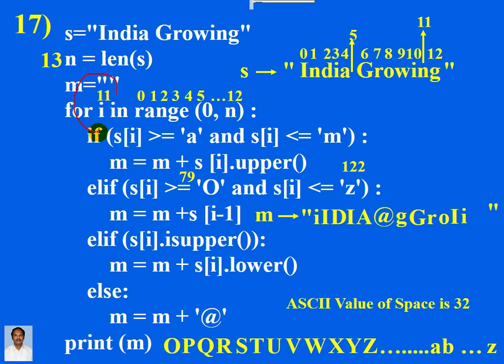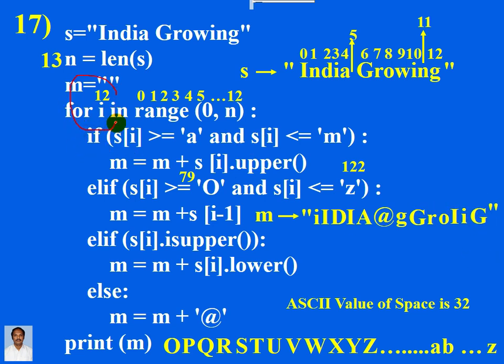I takes the last integer in the range, 12. S of 12, small g. So small g, is it between a and m? Yes. Condition true. This will be executed. So M concatenated with small g dot upper. So here you get capital G, that is assigned to M. So here one capital G will appear.